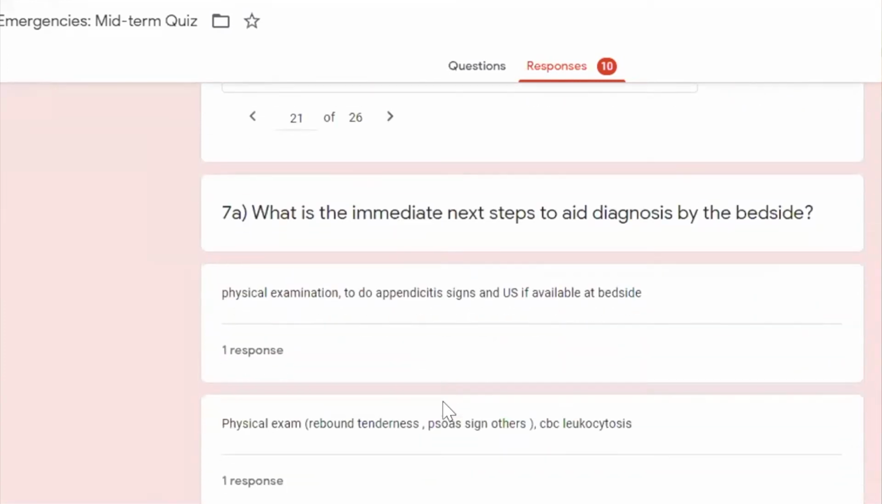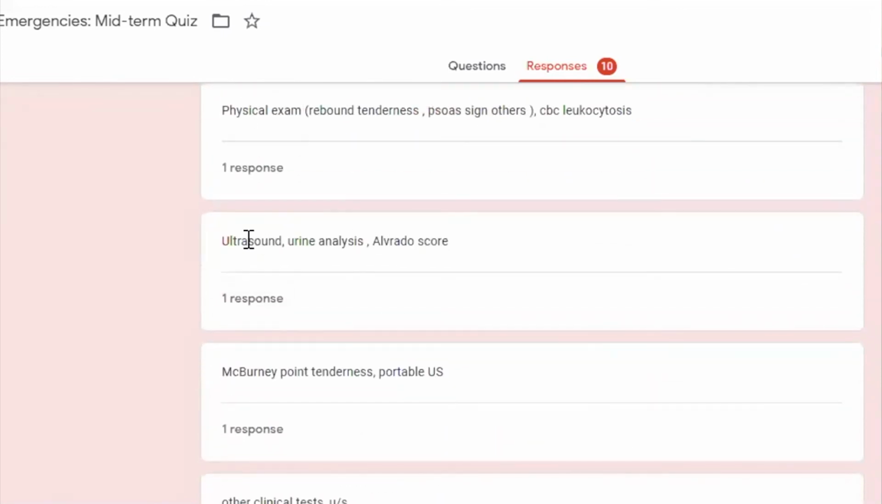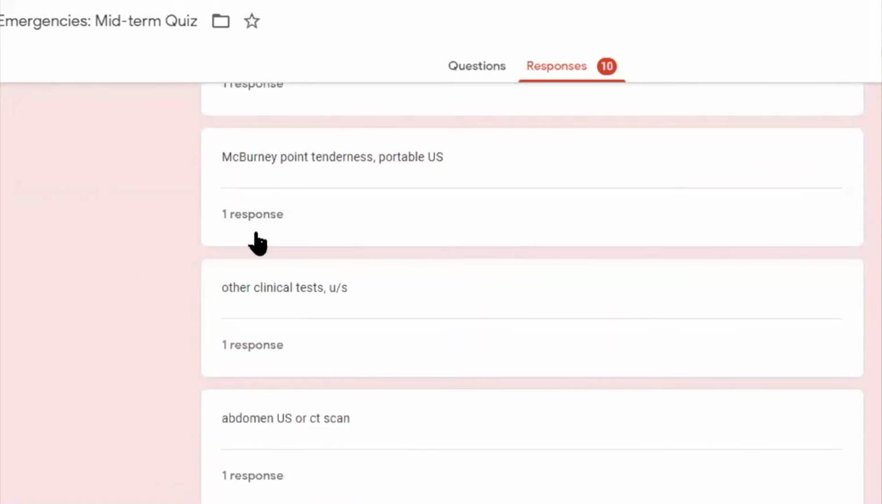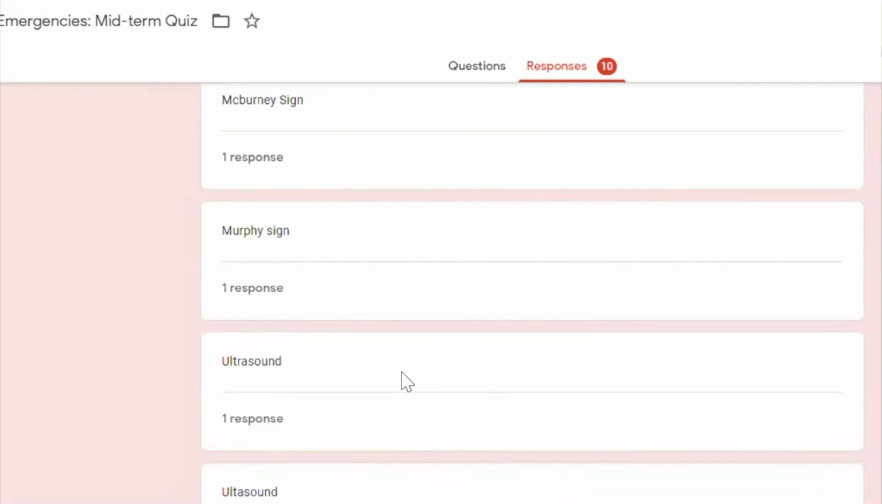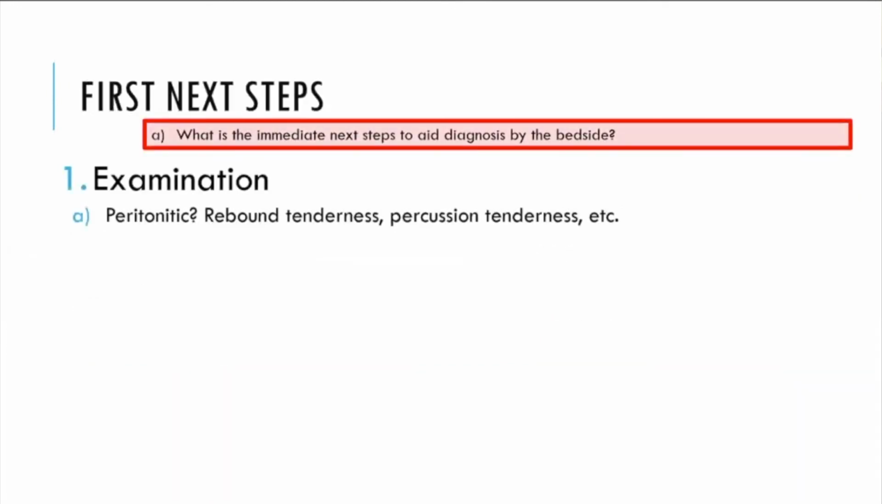So physical examination, absolutely. You want to think about ultrasound, urine analysis, physical exam, great, ultrasound, and various signs. So all absolutely spot on, actually. I was looking for the simple thing, which is just an examination. So you want to do an examination.